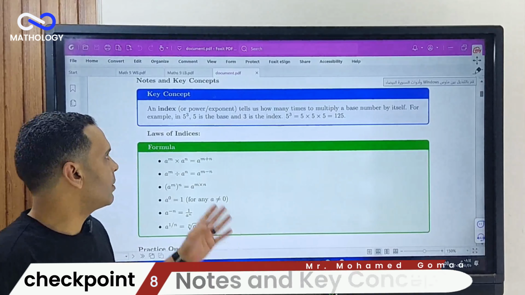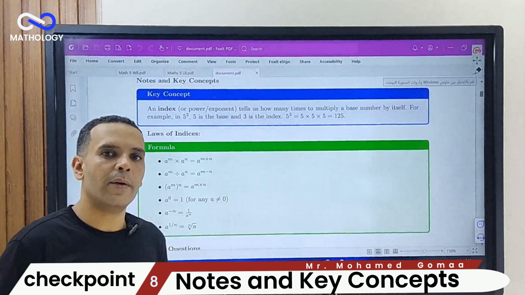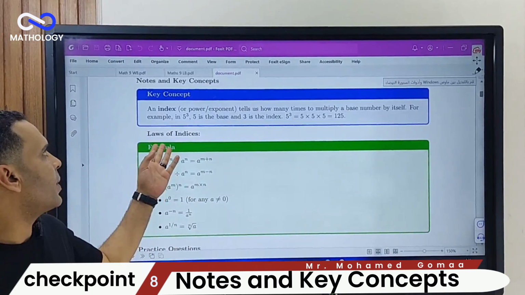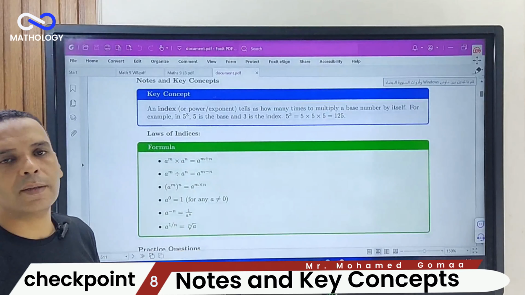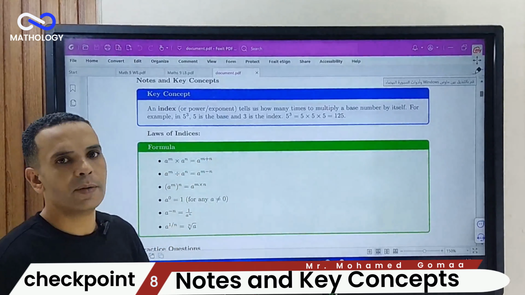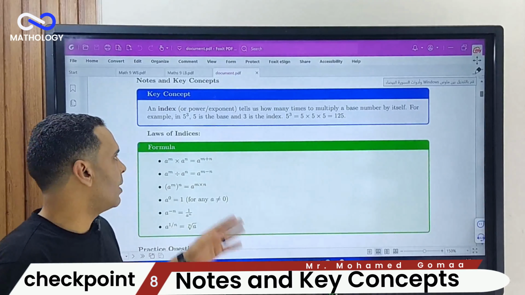Hello everyone. The third lesson in our curriculum checkpoints program is about indices. Indices, or exponents, or powers. There are many words to express this lesson.